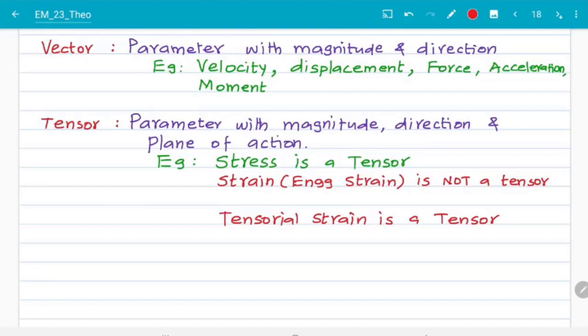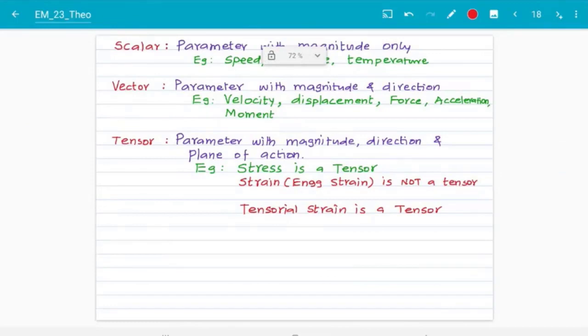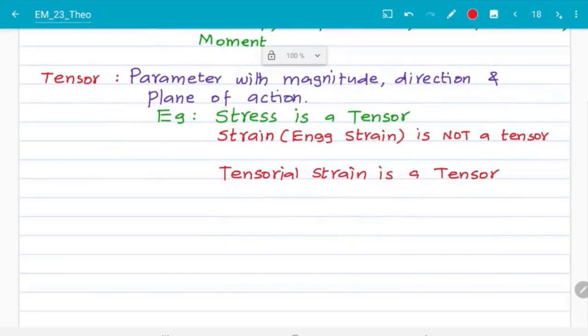So we have to do a small correction on the engineering strain to get the tensorial strain. What is the correction? See, I'm writing: engineering strain is represented by epsilon x, epsilon y, gamma xy.